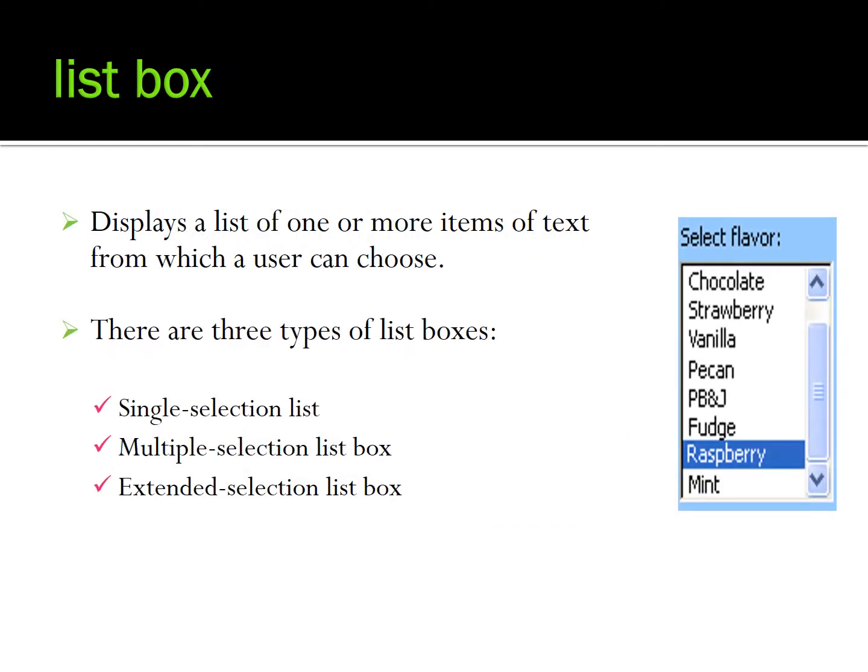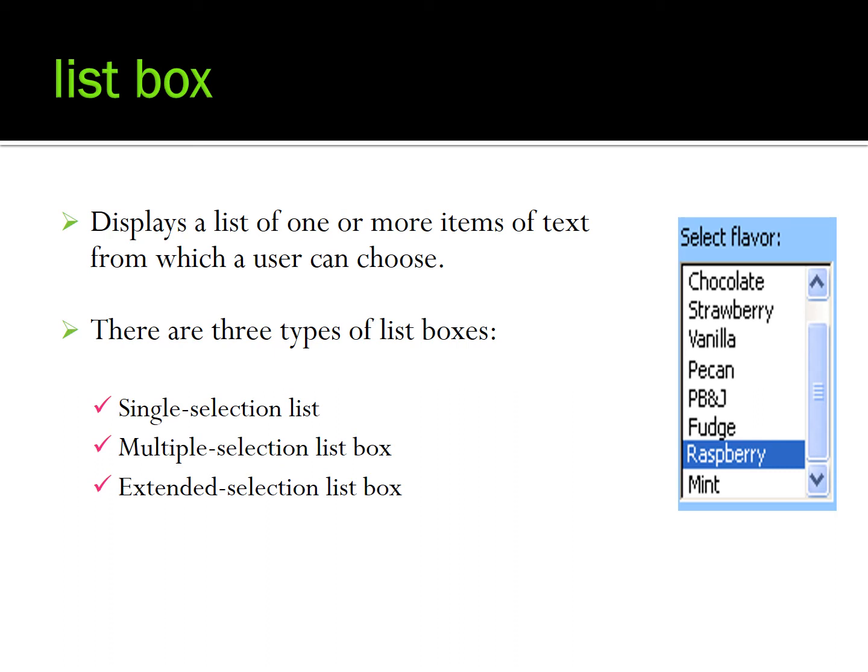Next control is list box control. It displays a list of one or more items of text from which a user can choose. Use a list box for displaying a large number of choices that vary in number or content. There are three types of list boxes: single selection list box, multiple selection list box and extended selection list box. A single selection list box enables only one choice. In this case, a list box resembles a group of option buttons, except that a list box can handle a large number of items more efficiently.